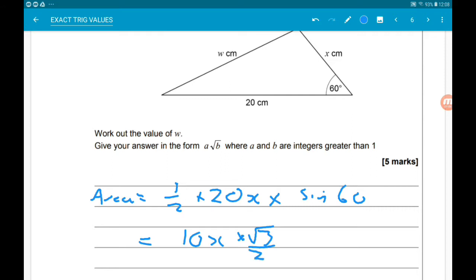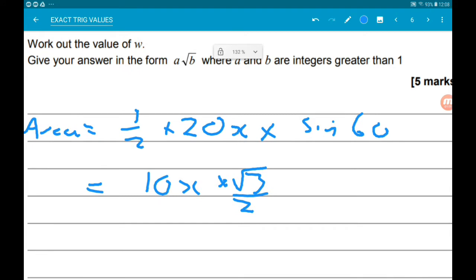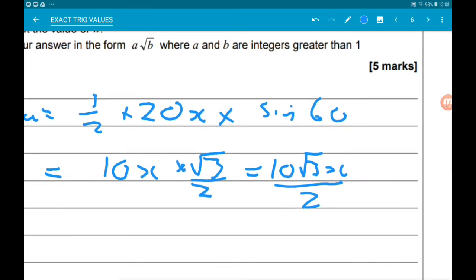So, we could say this is 10 root 3x over 2. Now we can cancel the 10 and the 2. 10 divided by 2 is 5. So this is 5 root 3x.